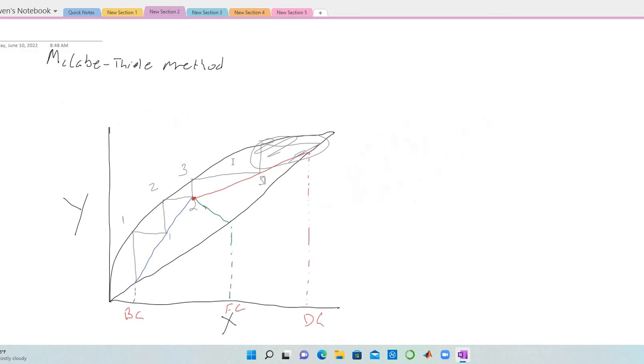So if you combine all these things together, we get the stripping section line right here, in blue. We get the Q line, the green, and then we get the red line, which is the rectifying section operating line. And that is how McCabe-Thiele works.